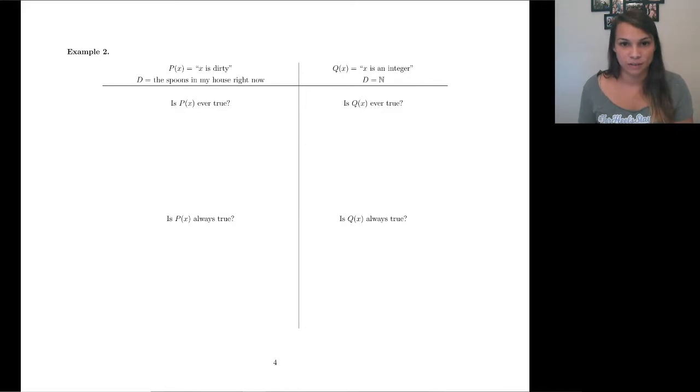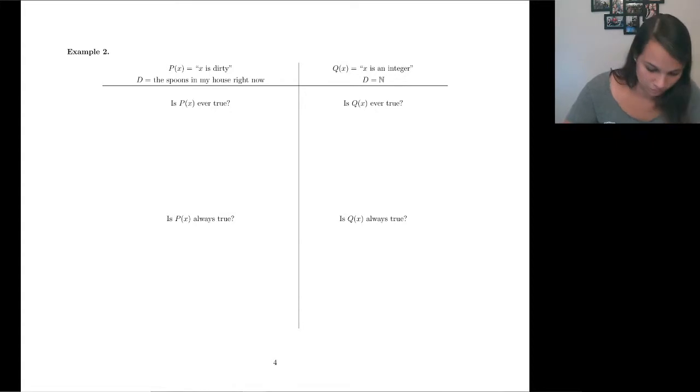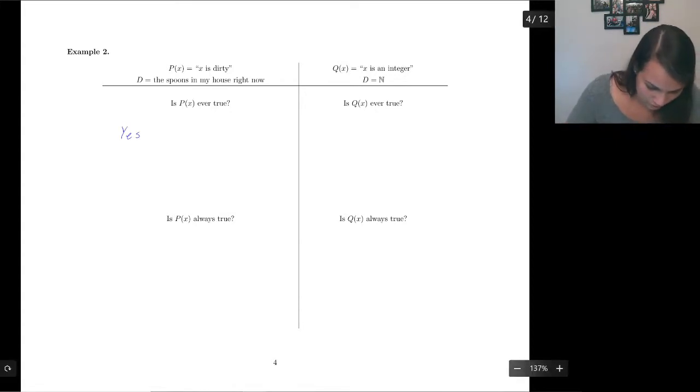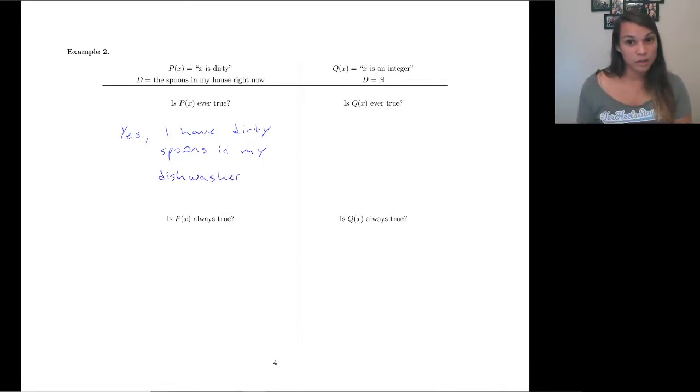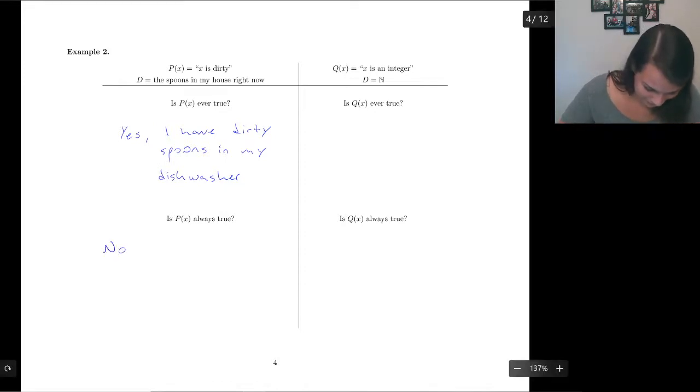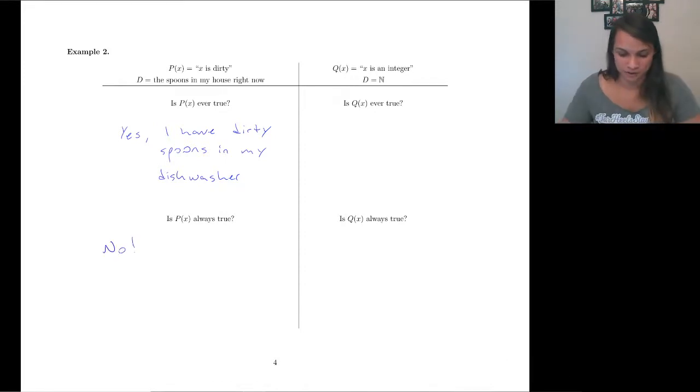So is P of X ever true when we're talking about the spoons in my house right now? Yes, it is true. I have spoons in my dishwasher. Is P of X always true? So are the spoons that are in my house right now, are they all dirty? No. I have clean ones in the drawer. I promise.